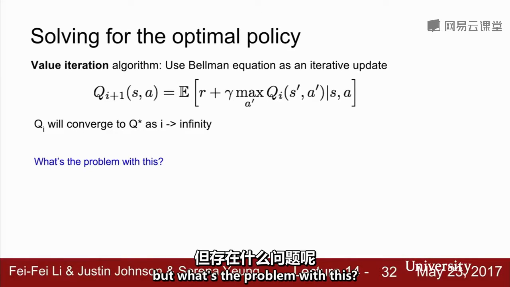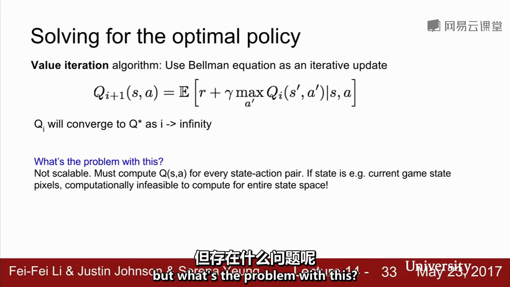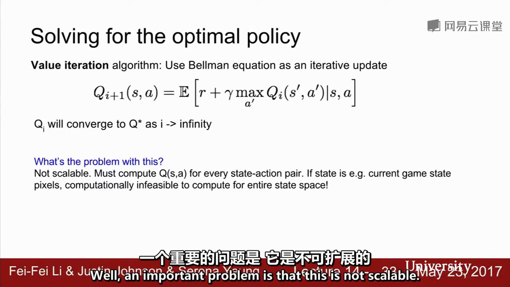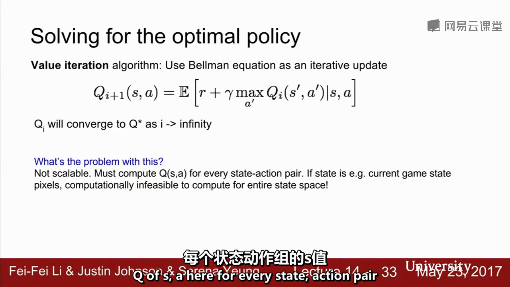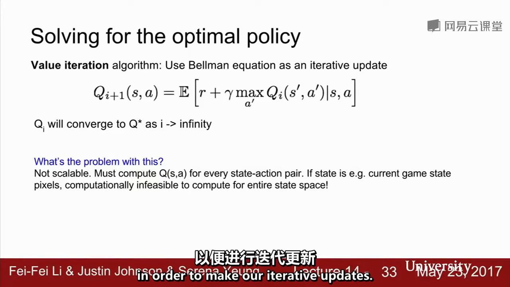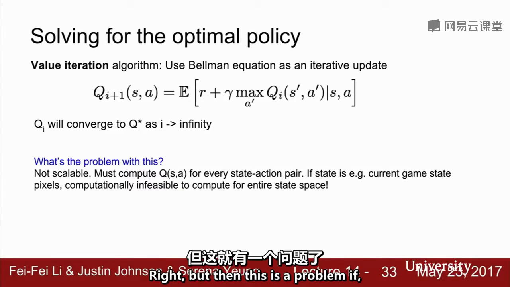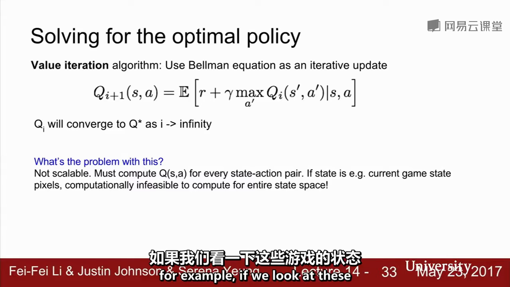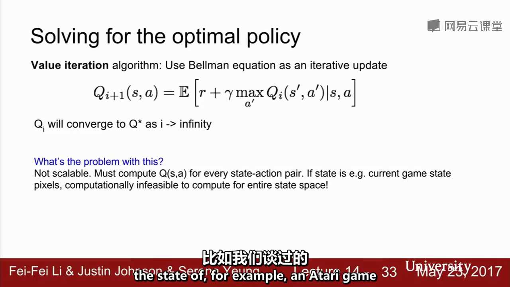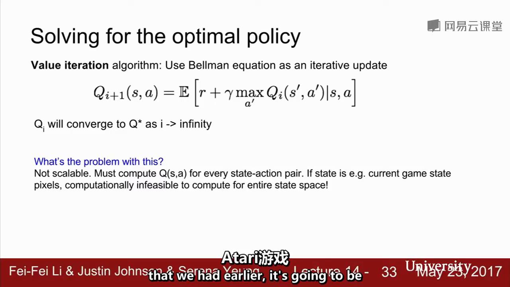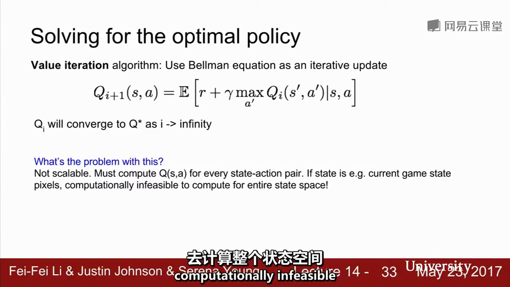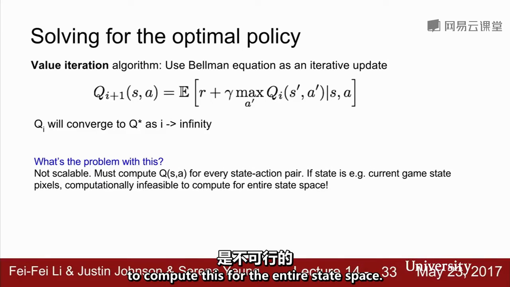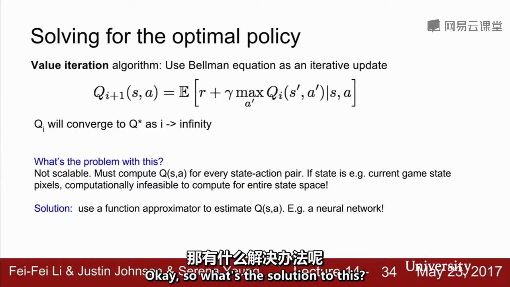And so this works well, but what's the problem with this? Well, an important problem is that this is not scalable, right? We have to compute Q of S, A here for every state-action pair in order to make our iterative updates, right? But then this is a problem if, for example, we look at the state of an Atari game that we had earlier, it's going to be your screen of pixels. And this is a huge state space, and it's basically computationally infeasible to compute this for the entire state space.